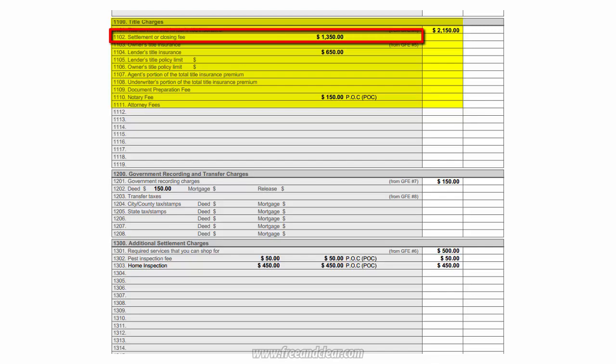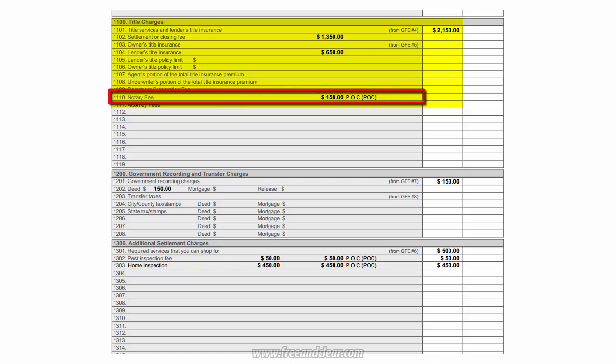Next, we have settlement or closing fee, which is the fee charged by a closing agent, such as an escrow company or real estate attorney, to process and close your mortgage. Escrow companies are typically used in the western U.S., and real estate attorneys are typically used in the eastern U.S. The buyer also receives title insurance, which is typically paid for by the seller. The notary fee is charged by a notary hired to notarize your mortgage documents.